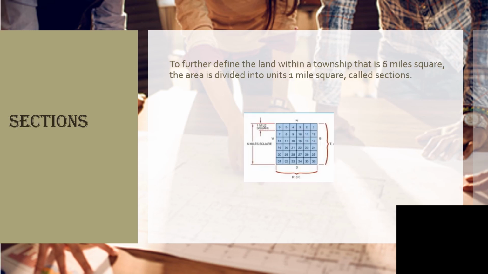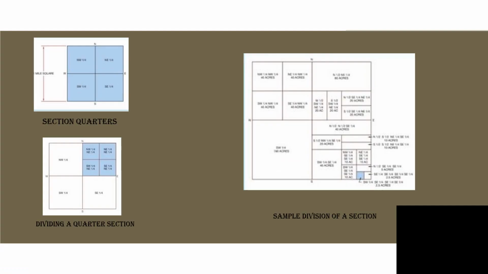Sections. To further define the land within a township that is 6 miles square, the area is divided into units 1 mile square called sections. Sections in a township are numbered from 1 to 36. Section 1 always begins in the upper right corner, and consecutive numbers are arranged as shown. And this is an example of the division of a section.